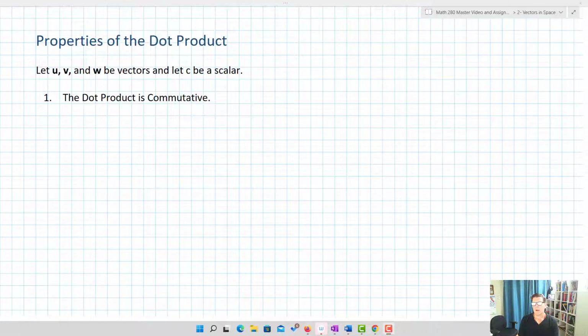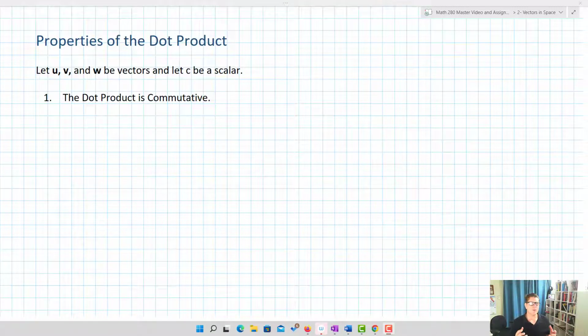Okay, so when we were doing the algebra on vectors, I really didn't feel the need to talk about the properties of algebra for vectors. A lot of that's because it's pretty intuitive, not too difficult. It looks a lot like what we would be doing when we work with real numbers or polynomials and the like. The dot product's a little bit different. So we want to enumerate the characteristics or qualities of the dot product, because it's so new.